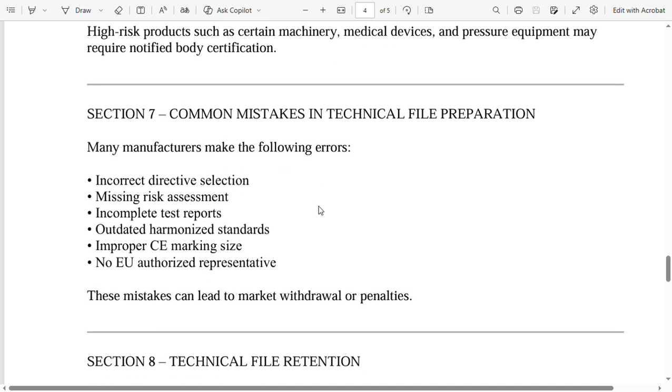Now, what are the common mistakes in technical file preparation? Many manufacturers make the following errors: incorrect directives selection, missing risk assessment, incomplete test reports, outdated harmonized standards, improper CE marking size, no EU authorized representative. These mistakes can lead to market withdrawal or penalties.